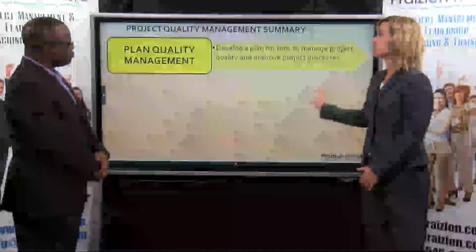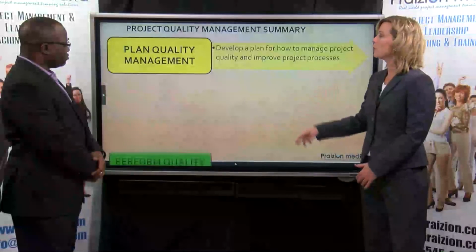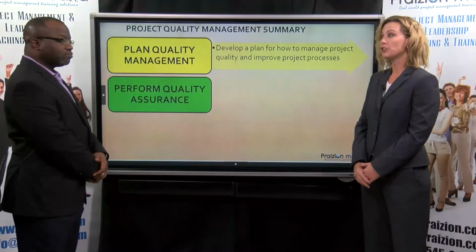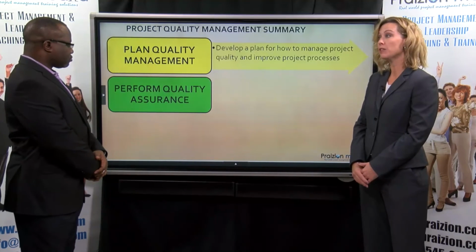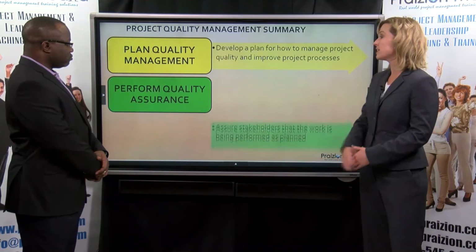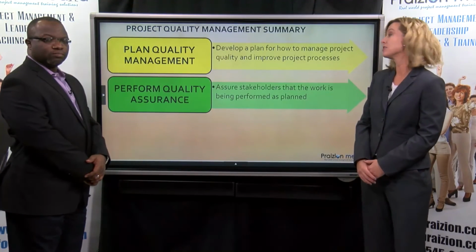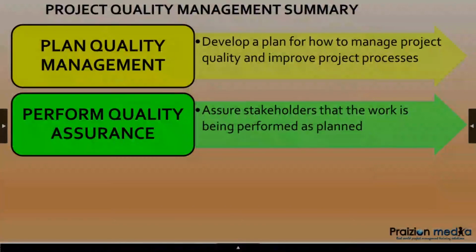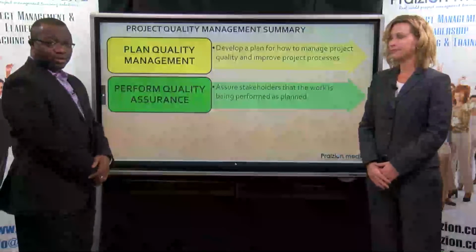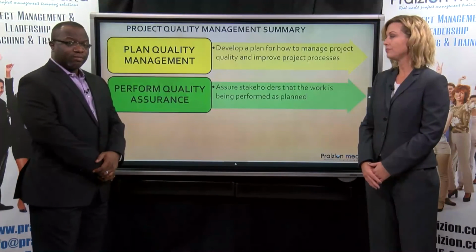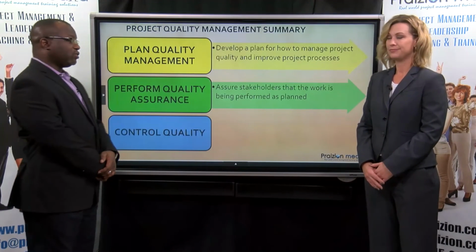Now we've moved into the executing process group, where we will perform quality assurance. Quality assurance is all about the processes that need to take place in order to develop that deliverable. This is where we're assuring stakeholders that the work is being performed as planned. And you know, it's one thing to ensure the work is being performed as planned by checking the process, but you also need to check the product.